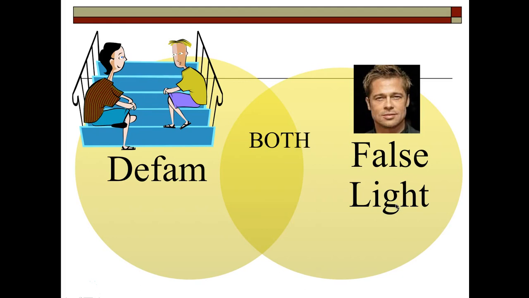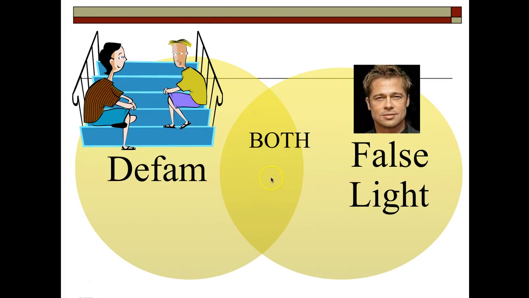Let's try something that would only be a defamation claim. Suppose the defendant tells his friend that you are bribing a judge. False factual statement, lowering your reputation, but because it's only gossip, they're only communicating to one other person, you can't meet the requirement of publicity that's embedded in false light. So this would only be defamation.